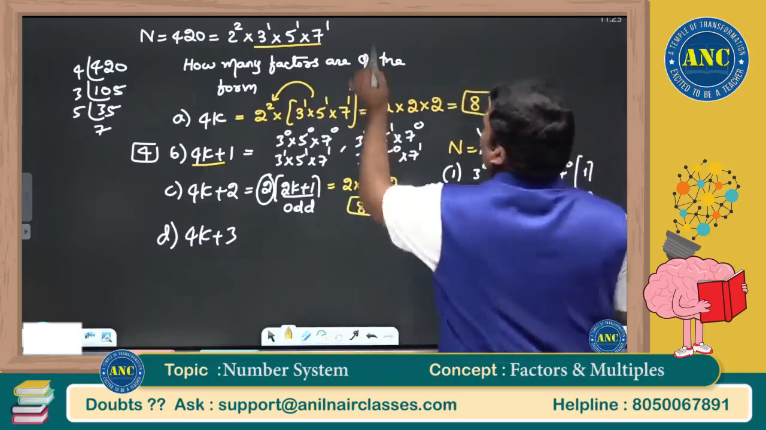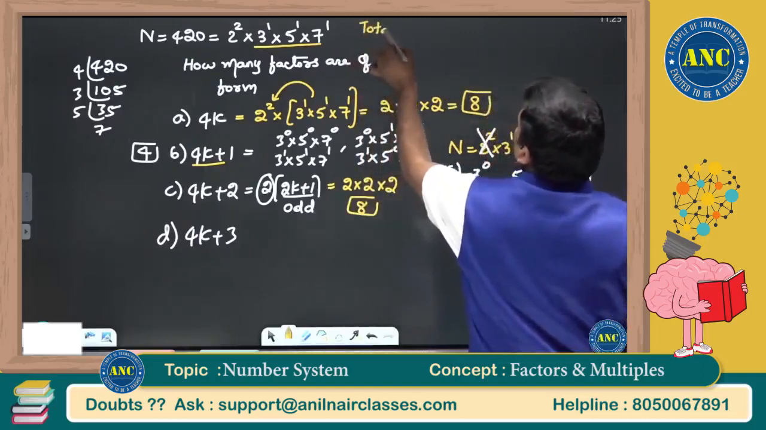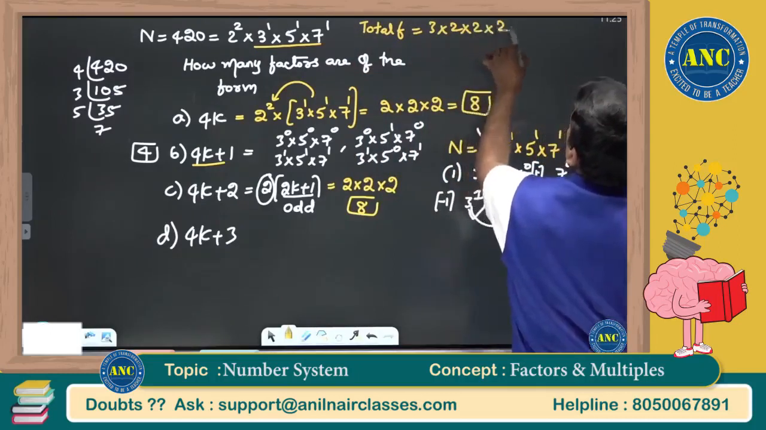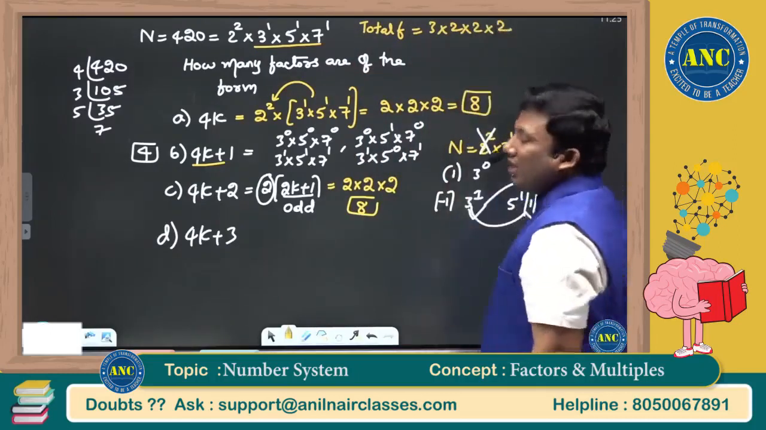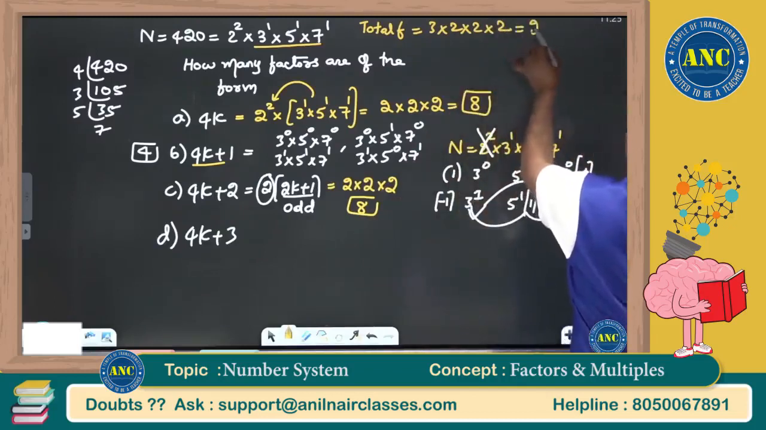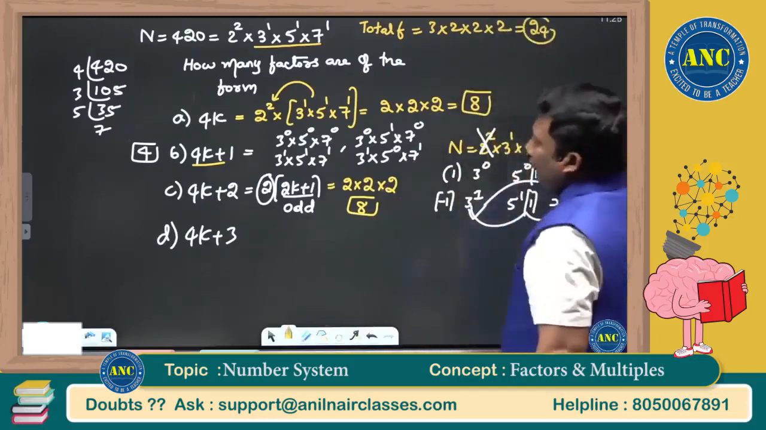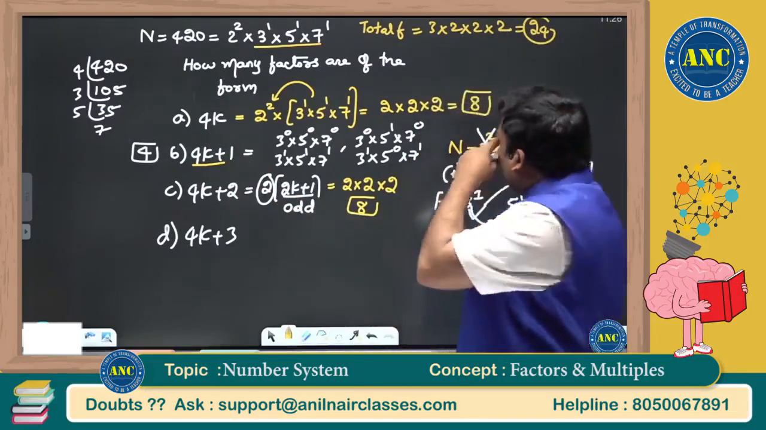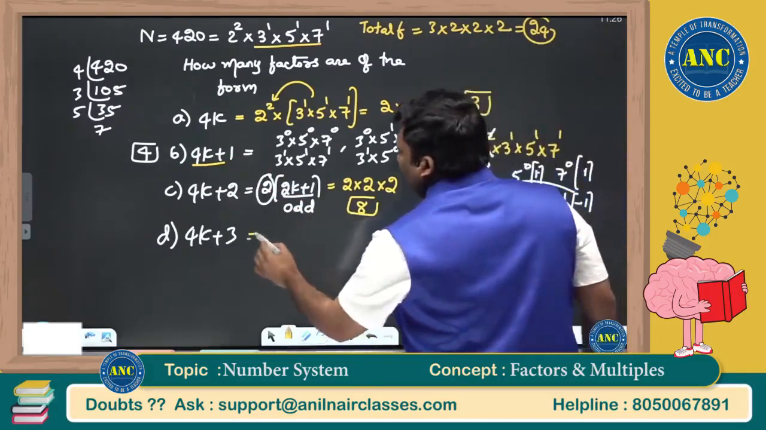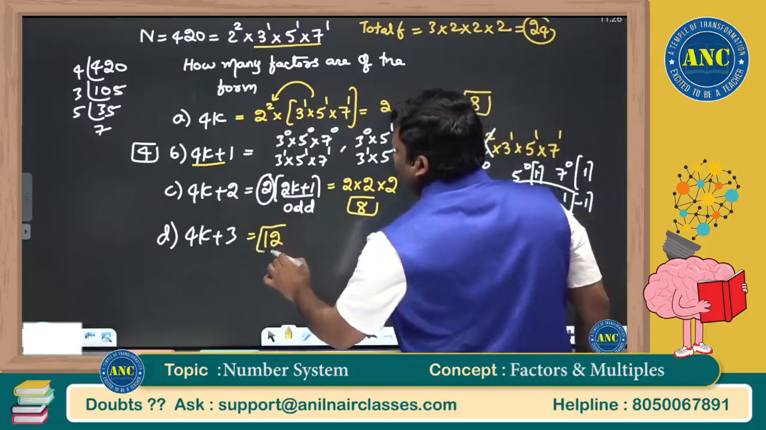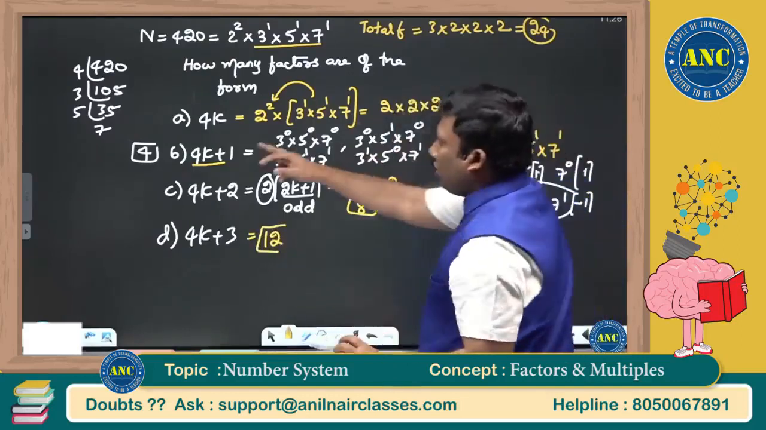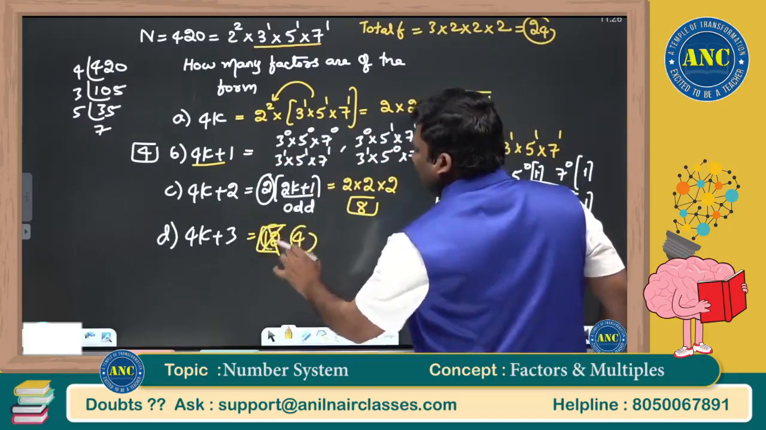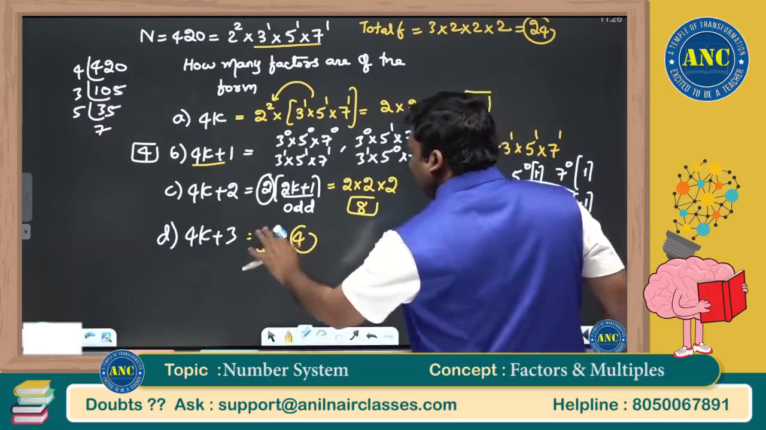I hope it is clear. Totally how many factors are there for this number? 3 into 2 into 2 into 2. 2 2s are 4. 4 2s are 8. 8 3s are 24. Out of these 24, 4 cases I got here, 8 cases I got here. 4 plus 8 is 12. Here I will get another 12 cases. Sorry, 8 plus 4, 12, 12 plus 8, 20. Here 4 cases I will get.